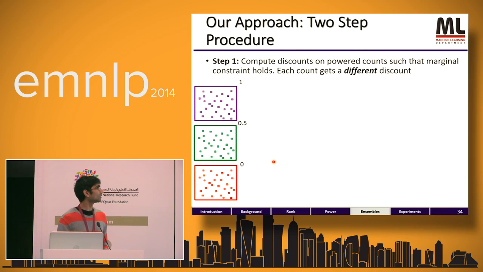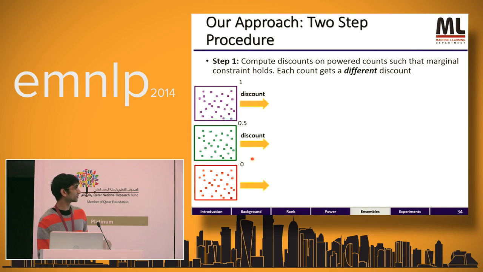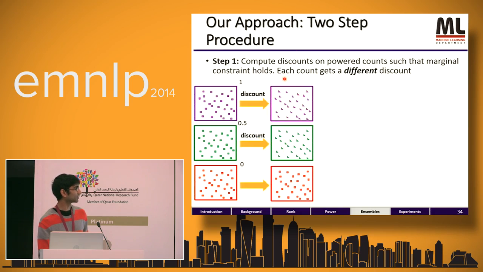So first what we do is we take these powered sparse matrices. I haven't taken any low rank approximations yet. This is the power 1, the MLE. This is power 0.5, the intermediate. And this is power 0, the binary one. And I'm going to compute certain discounts on them. Differently from Kneser-Ney, each count is actually going to get a different discount. So it's a variable discounting scheme.